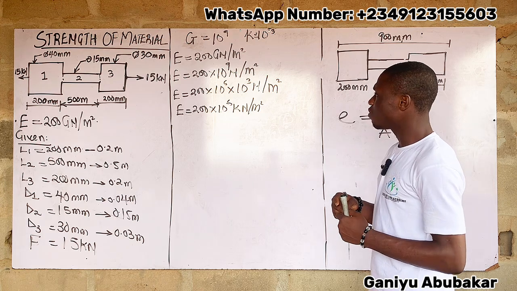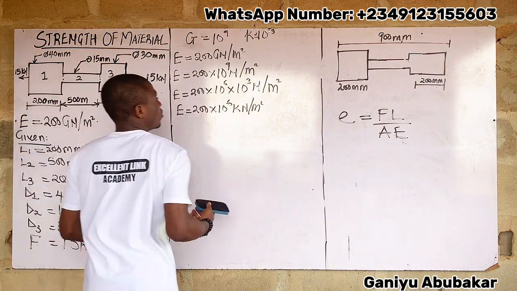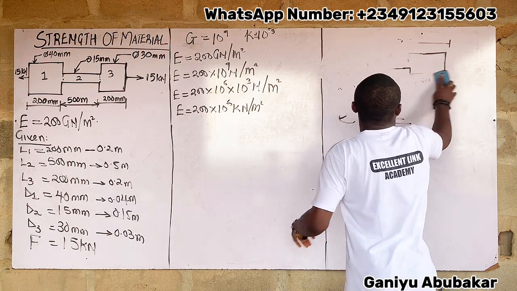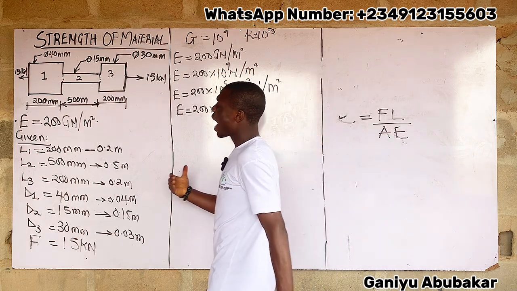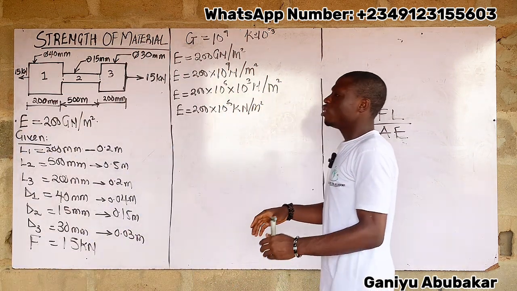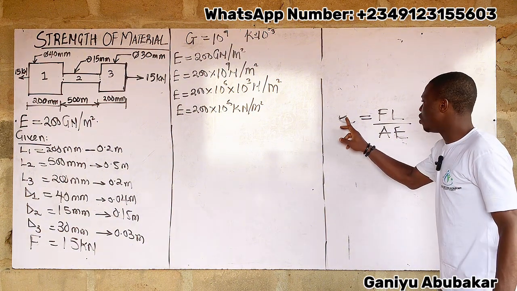So how do I solve this question now? It's quite simple. What do I need to start doing? You know, we said we're looking for total elongation, right? And I have how many sections here? I have about 3 sections. Now listen up. We said let's consider just an elongation alone. Elongation e is equal to what?